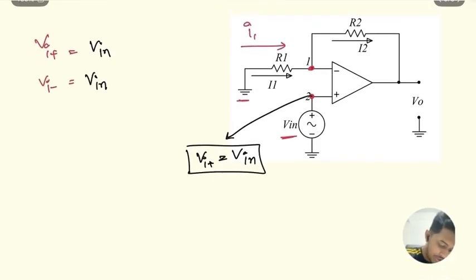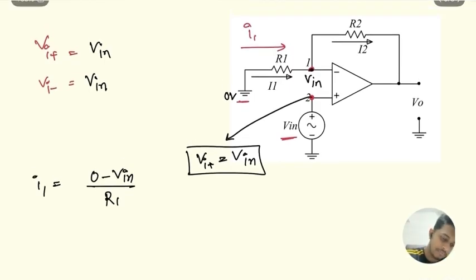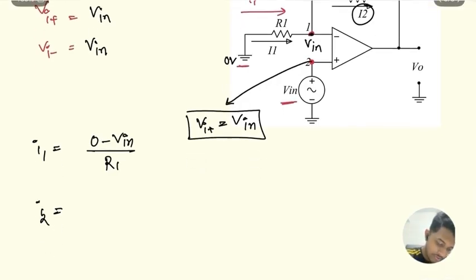Now let's calculate I1. Here this is 0 volt and this is V input, so I1 is 0 minus V in divided by R1. Now let's calculate I2. I2 is V input minus V0 divided by R2.